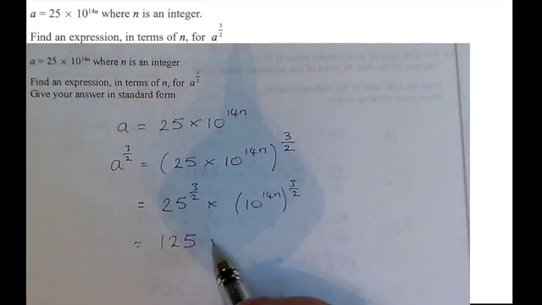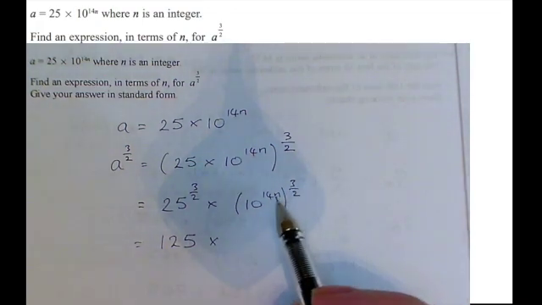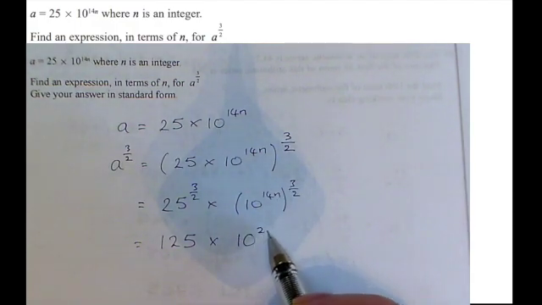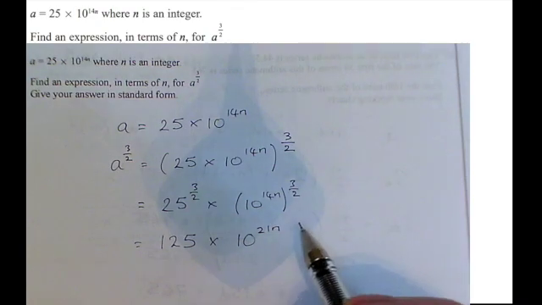And for the second one, it's just the third law of indices, isn't it? So what's 14n times 3 over 2? Well, that's going to be 10 to the 21n, isn't it? I think. And of course, we haven't quite finished.